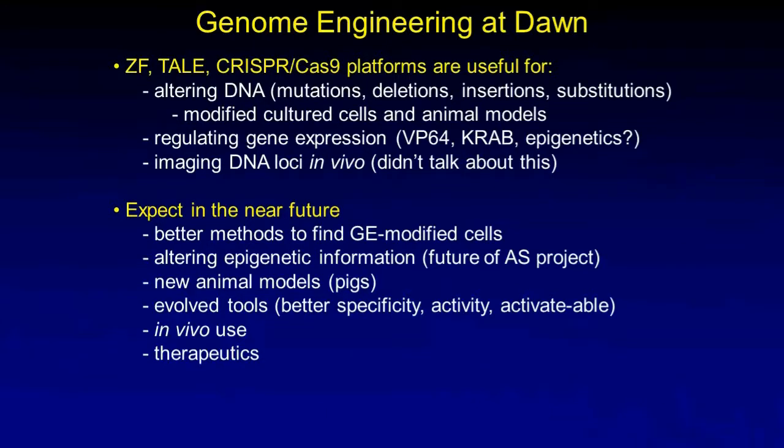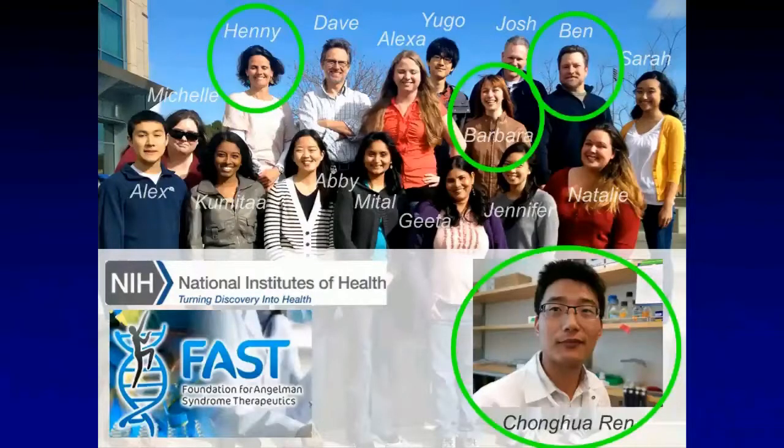So I think some things to look forward to in the future are better methods to find genome-edited cells, altering epigenetic information, using these to create new animal models for disease. There's going to be more evolution of the tools to make them more specific, more active, and conditionally activatable. And of course, we're going to see them being pushed more and more for in vivo use and use as therapeutics.